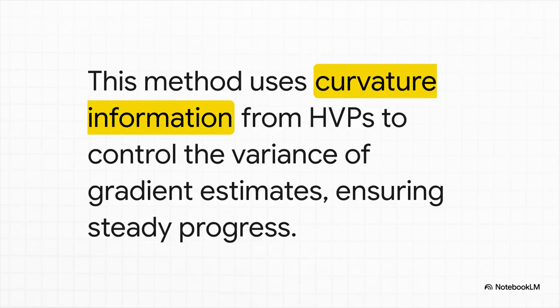But preconditioning changes the game. It uses that HVP information to resize our steps. It's like it's telling the optimizer, whoa, hold on, this direction is super curvy and steep, so take a tiny, careful step here. But hey, that direction over there, it's nice and flat. You can take a big, confident stride over there. And it's that control that lets us make steady, reliable progress.